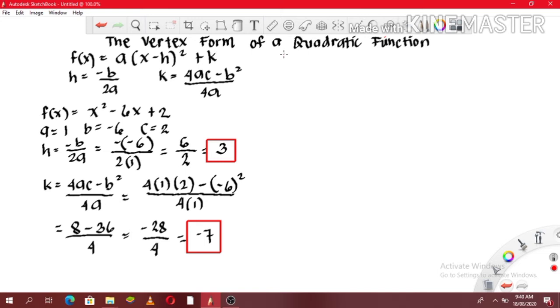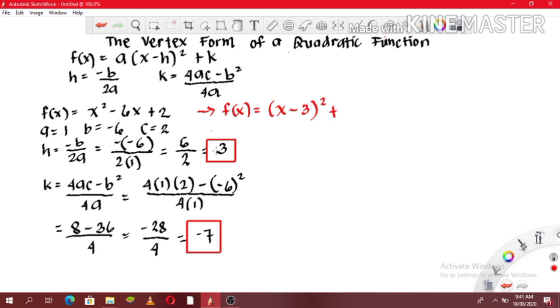So, gumamit po tayo ng red color for our final answer. The vertex form of this given quadratic function is f of x is equal to a. Ang a natin ay 1, so pwede na po natin hindi isulat. Times the quantity of x minus h. Ano bang h natin? 3. And then, followed by squared, plus k.